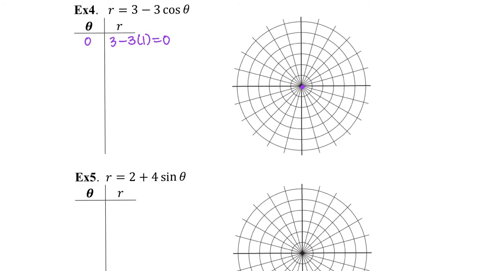Okay, let's see. The cosine of pi over 6 is root 3 over 2. So I'm going to skip it and go to pi over 3 just because it's more convenient. The cosine of pi over 3 is 1/2. So 3 minus 3 halves is 3 halves, or 1.5 or something like that. About here. Okay, let me go up to pi over 2.